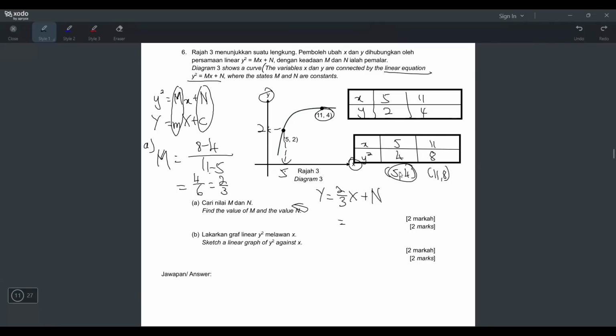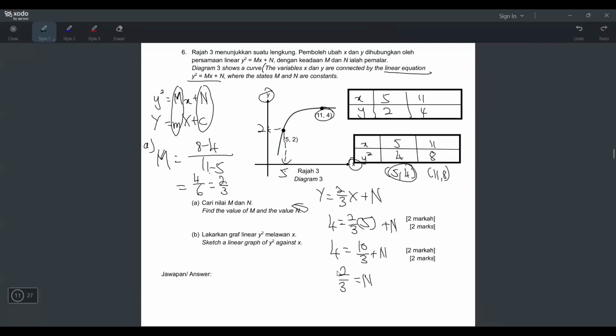So what you do is just sub in, but be careful. The 5, you will sub into the big X, and for the big Y, you sub 4. For those who want to sub 11, 8, that can also work, you will get the same answer. Both can give you the same answer. So now it becomes 4 equals 2 over 3 times 5, 10 over 3, plus N. And how to find N? Just press the calculator, 4 minus 10 over 3. When you press this, you will get 2 over 3.